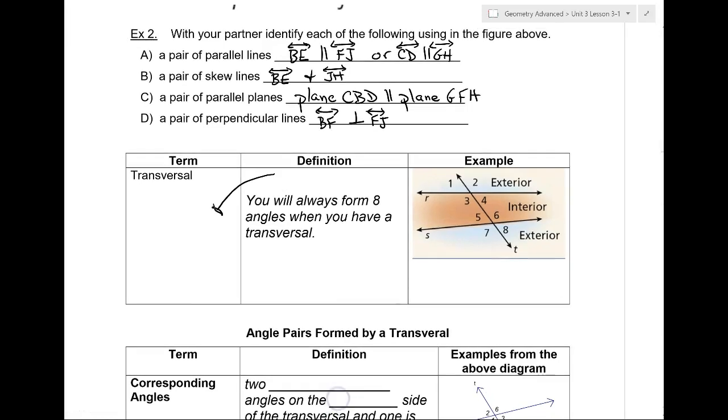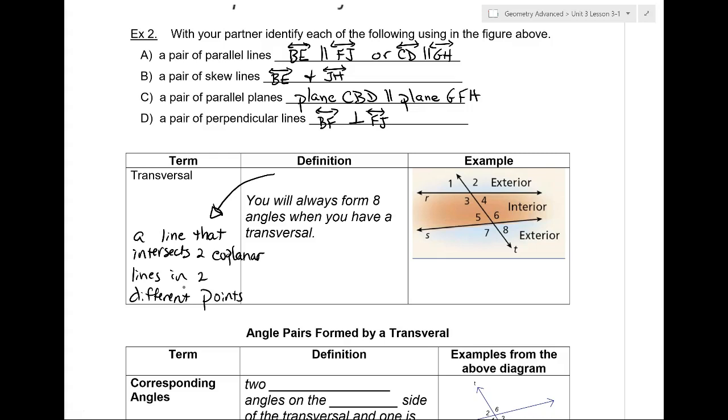All right, so a transversal on this one. What is it? It is a line that intersects 2 coplanar lines in 2 different points. So it's a line that intersects 2 coplanar lines in 2 different points. So it's going to be coplanar with 2 lines, so we know that. It's going to be in a plane when you're working with it.